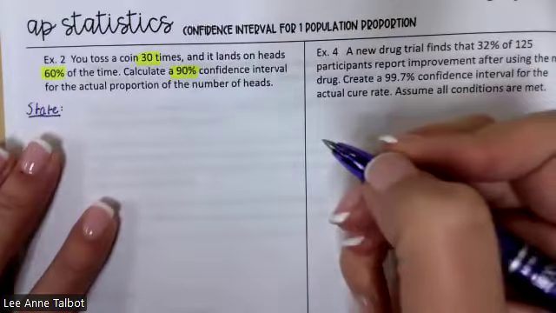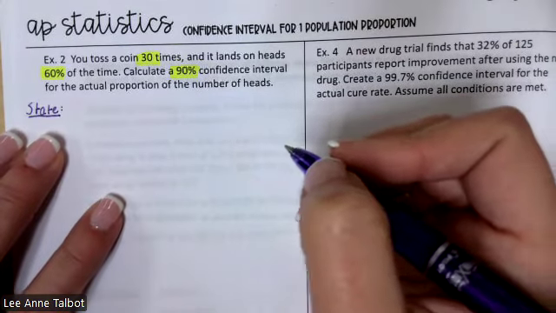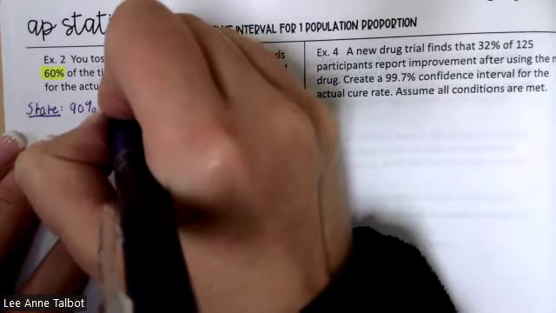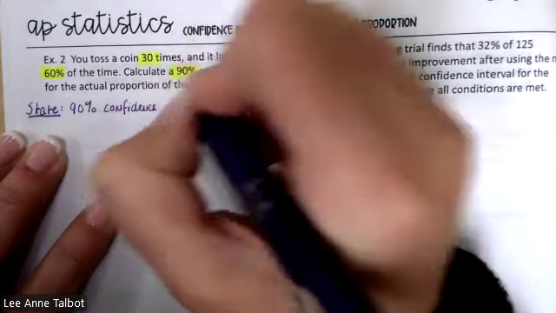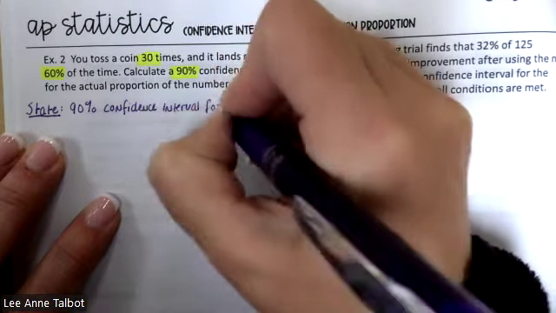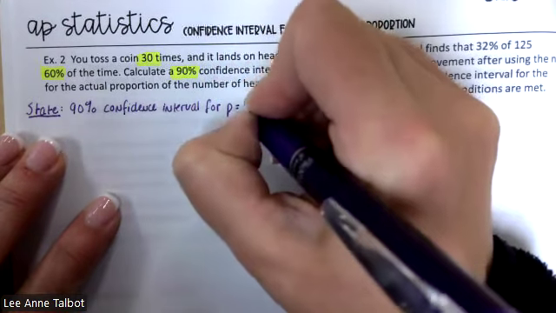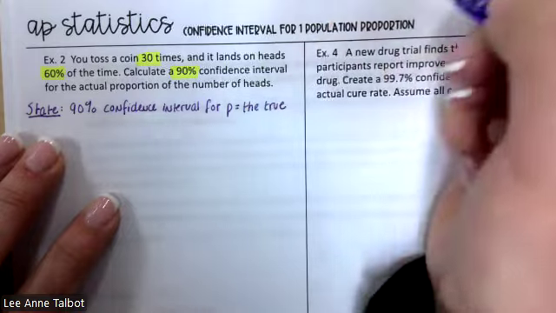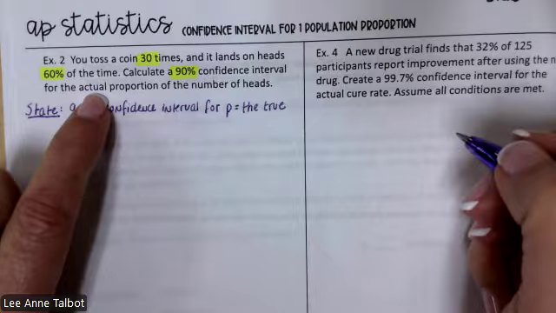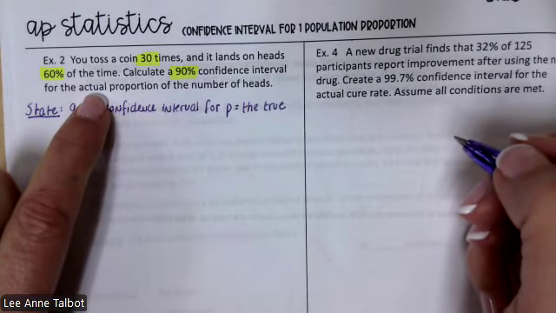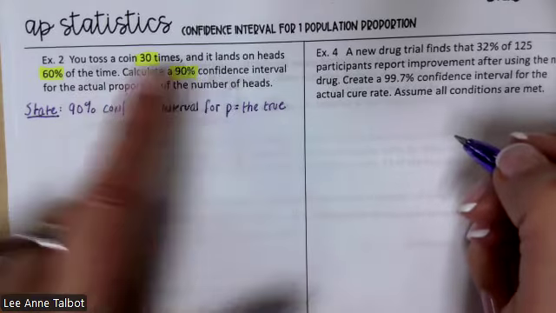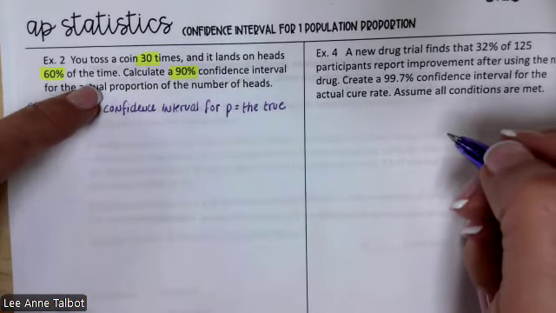Okay, in the state, I want to start with my confidence level. So 90% confidence interval for p equals the true proportion. And you can replace true with actual. That means the same thing. So I'm just going to say true and then find the word that's the same thing as true.